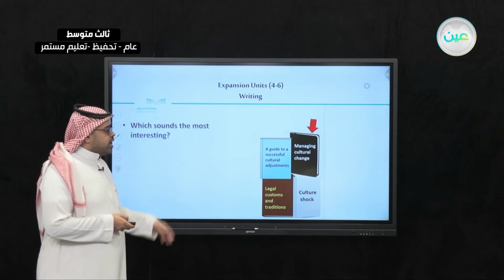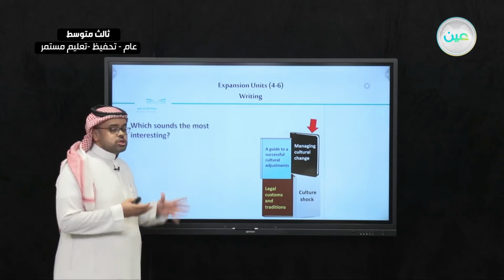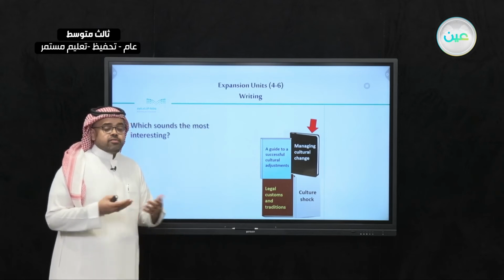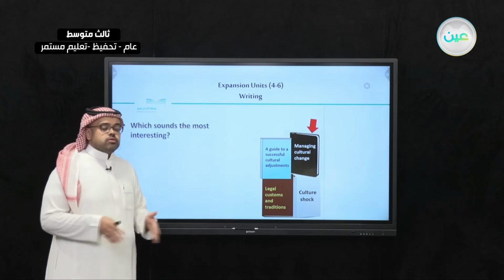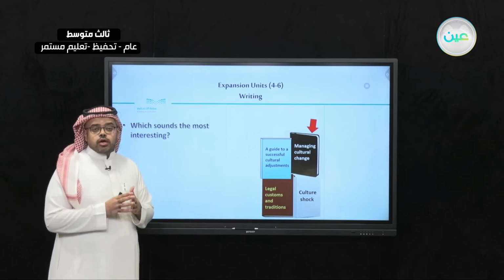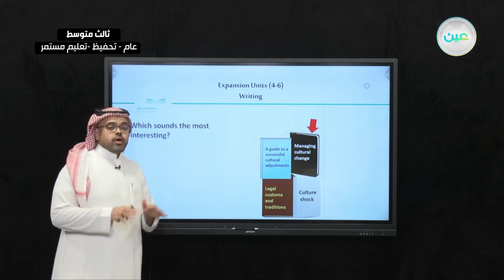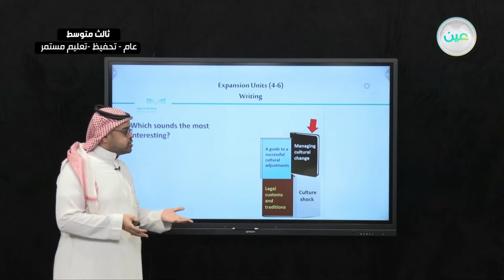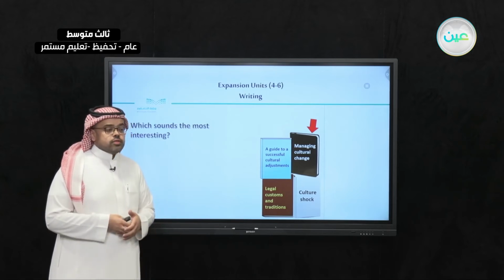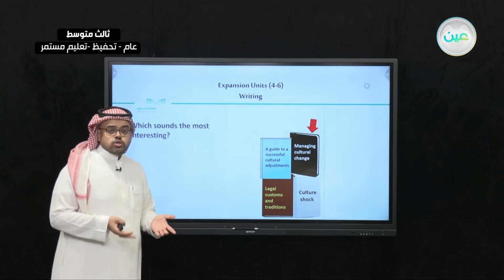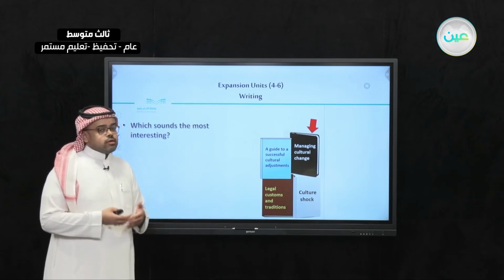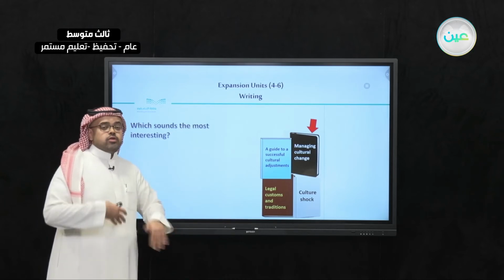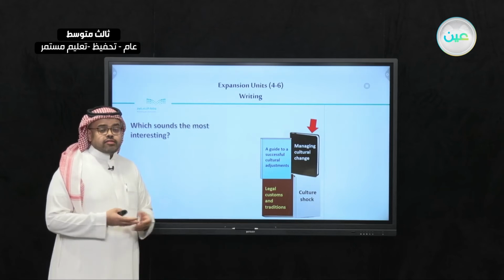And the third book we have is Managing Cultural Change. Of course, as we have learned, when you go to a different place or different country, you will 100% face cultural change. So what about that change? Do you think that it needs to be managed? Do you think that you need to read about what you should do in order to manage such a change? Or you don't think so? You think that it's a part of life and you just need to practice it as it is.